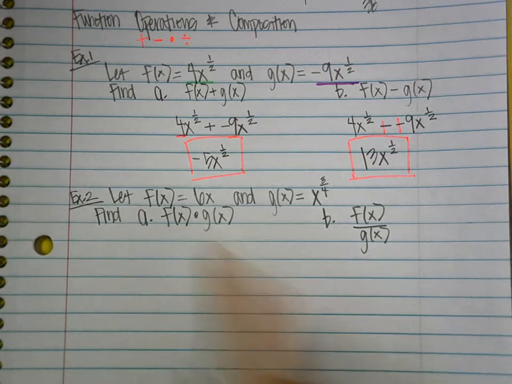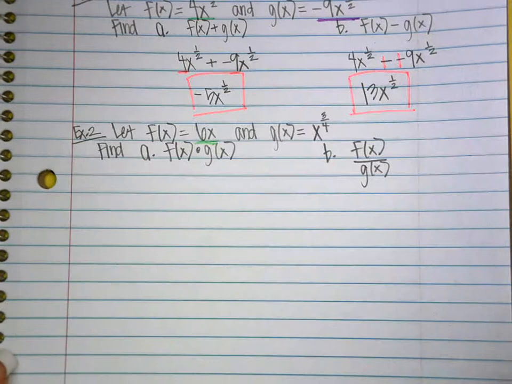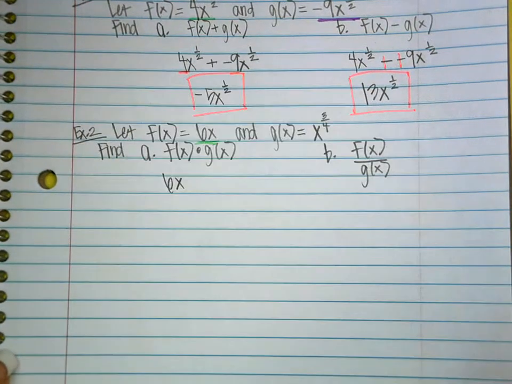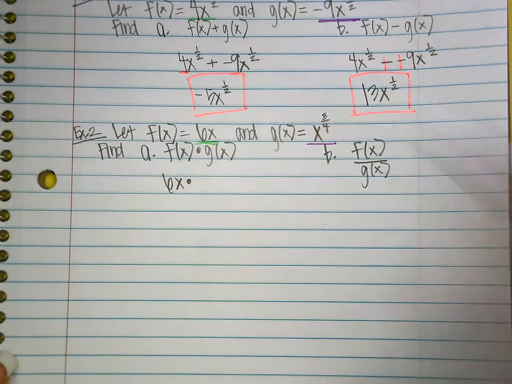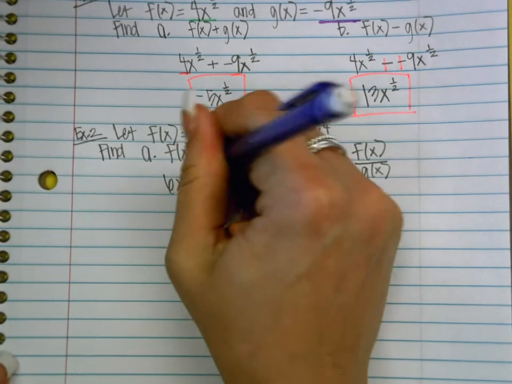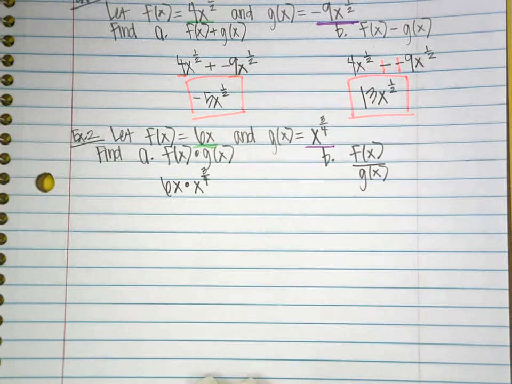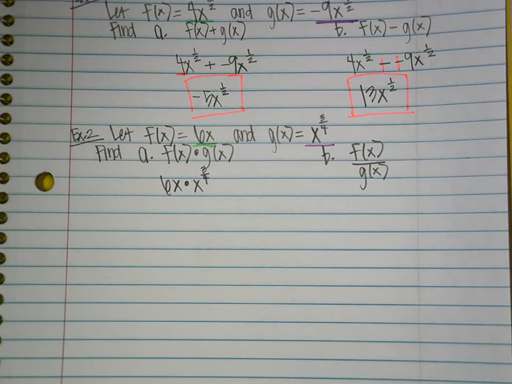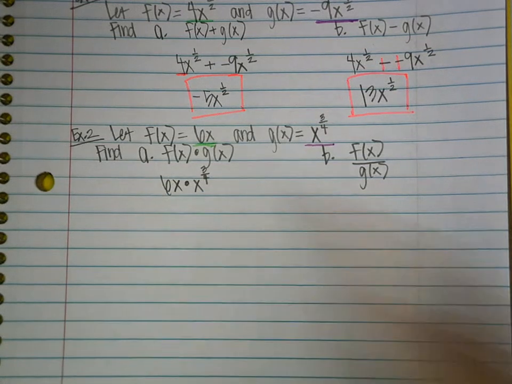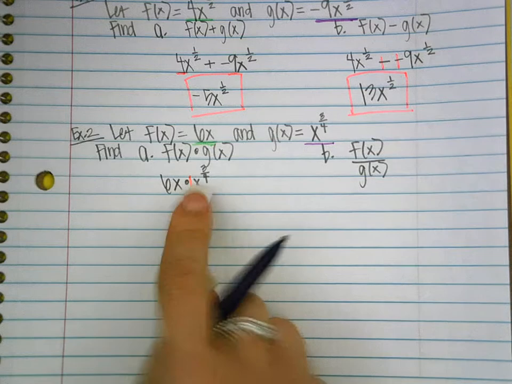So all you're going to do here is plug in again. So plug in f of x, which is 6x, multiplied by g of x, which is x to the 3/4. Any ideas? How would you do that? What do you do when we're multiplying something? What do I do with the bases? What do I do with the coefficients? Remember this is kind of like a 1, coefficient of 1. What do I do with the numbers in front?